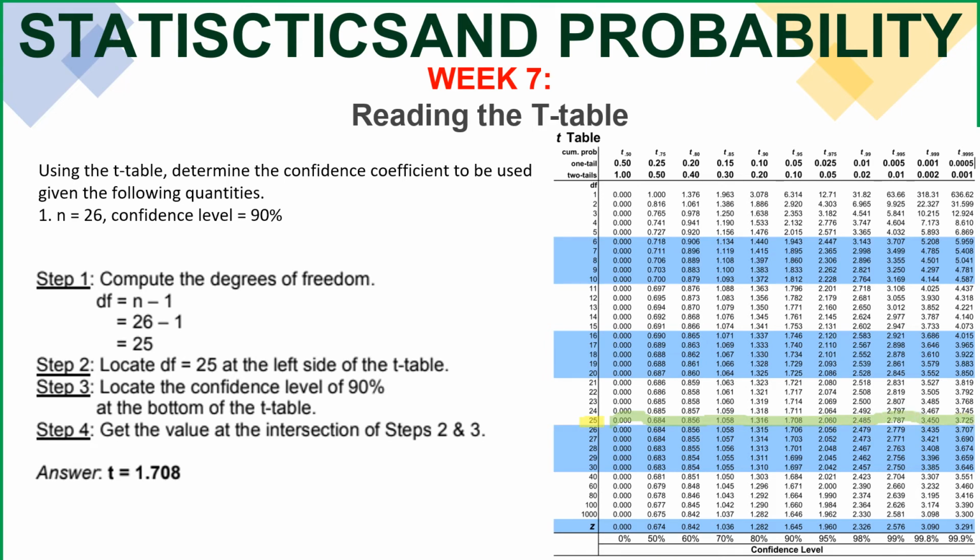Ayan. So, sabi dito, locate the confidence level of 90% at the bottom of the t-table. So, ito yung confidence level natin, and this is 90%. So, tignan natin kung alin yung magi-intersect doon sa 90%. So, ito yung mga values na 90. Get the value of the intersection of steps 2 and 3. So, saan sila nag-intersect? Sa 1.708. Therefore, our t-score is 1.708.